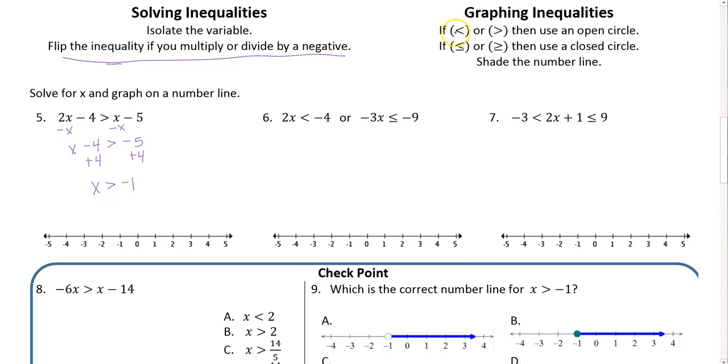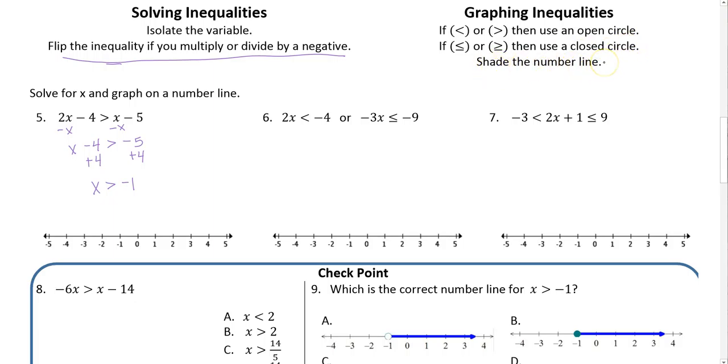If the inequality is less than or greater than, we will use an open circle. If the inequality is less than or equal to, or greater than or equal to, we will use a closed circle. That means that the point that the dot is on is included in the solution.